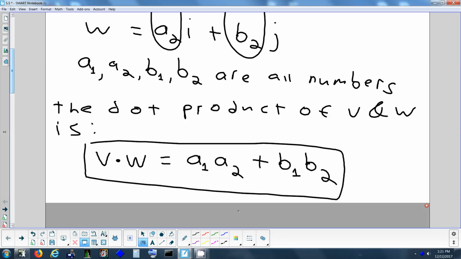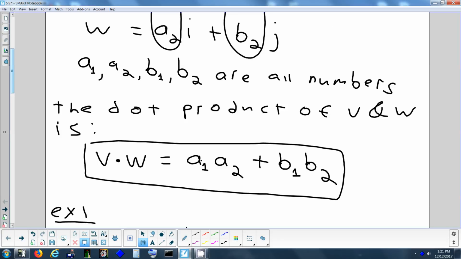Okay, so what's a1? What did I say up above? That's a number. a2? Number. What's a number times a number? A number. A number plus another number. So what's a number plus a number? A number. So the point here, when you do the dot product, the answer is a number. It's not a vector. So when you do a dot product, you might get an answer of like 7. What that number means, I'll explain later on. For now, I just want you to practice a dot product.